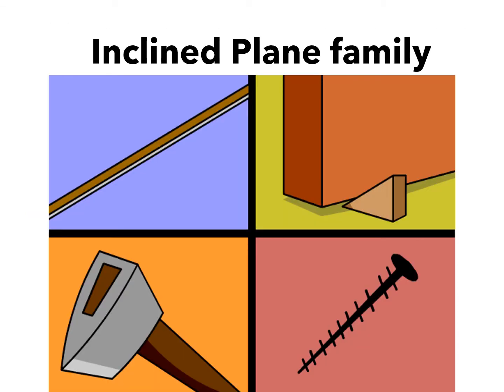So the first type of simple machine that we're going to look at is an inclined plane. An inclined plane is basically nothing more than a stick, kind of a stick. I shouldn't say it's a stick. It is a plane, a board, if you will.